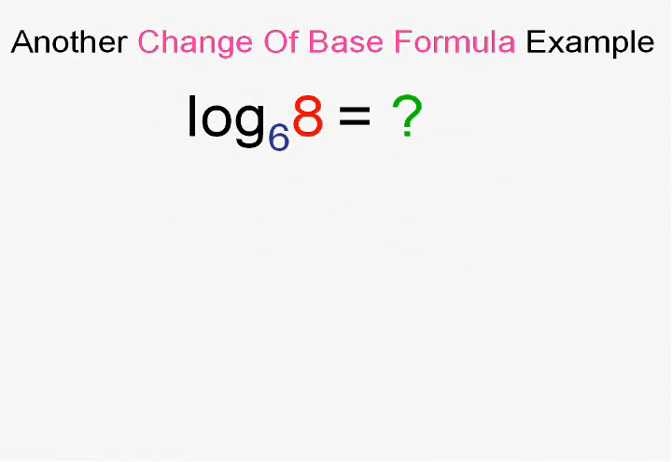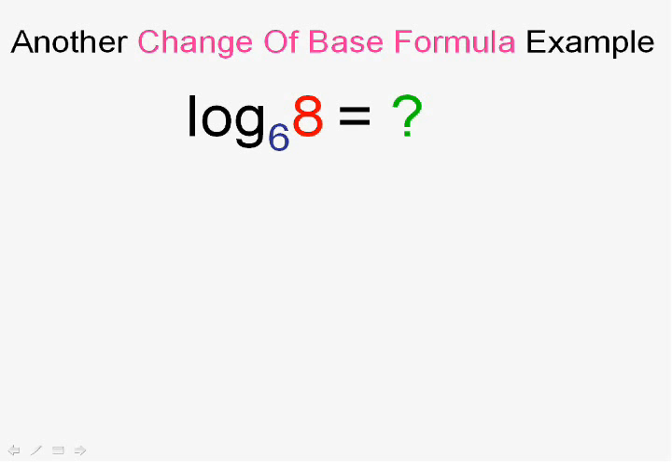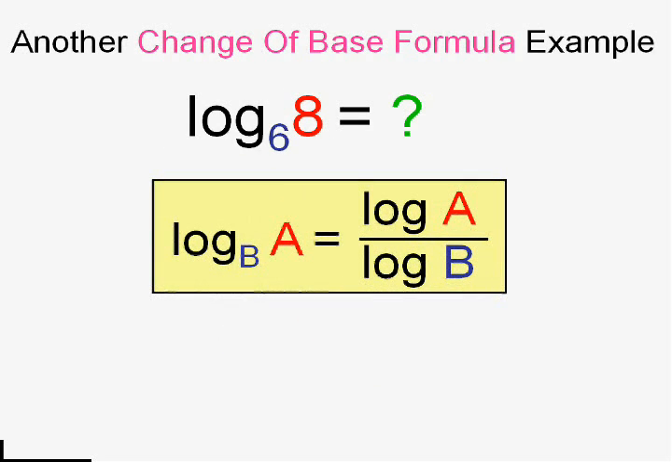What if we wanted to find the log base 6 of 8? Once again, our calculator will only find logs base 10 and logs base e. So we can't find log base 6, but we can use the change of base formula. You just have to remember that the base goes on the bottom. So a is 8 on the top, and b is 6 on the bottom.